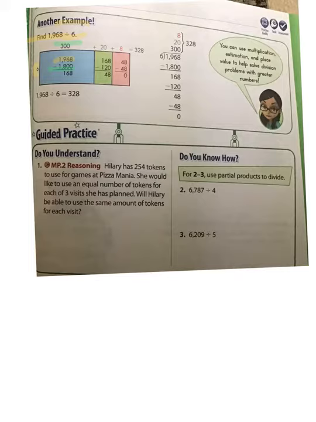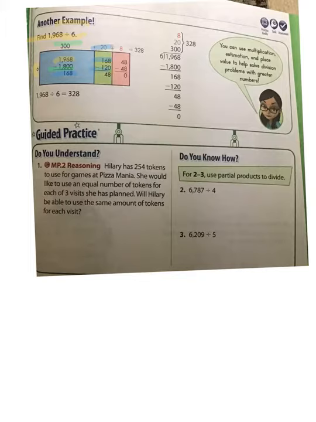When we subtract 1,800 from 1,968, we get 168. Now we're going to place 168 in the second rectangle. We want to know how many 6's by multiples of 10 would go into 168. Well, 6 times 20 is 120, and 6 times 30 is 180, which would be too many. So it goes into it 20 times.